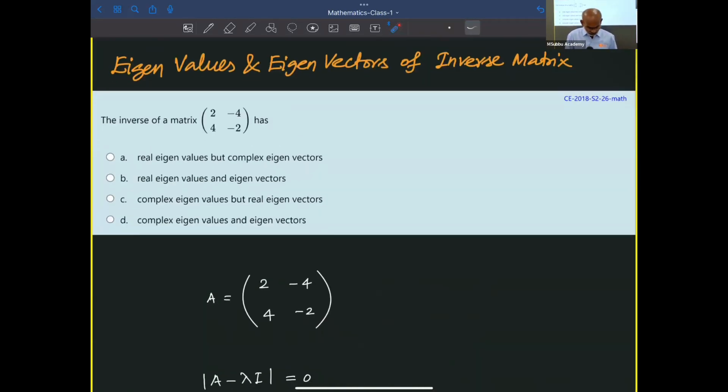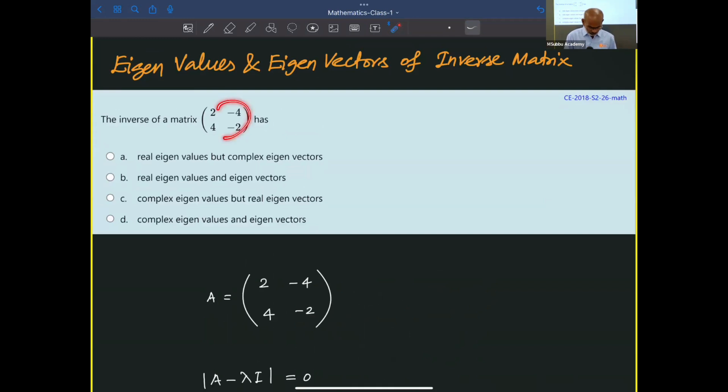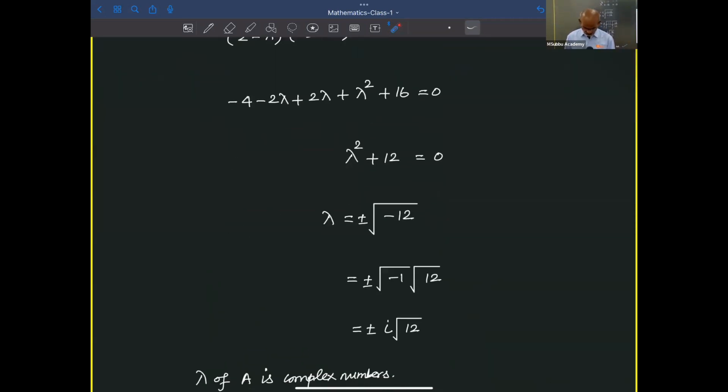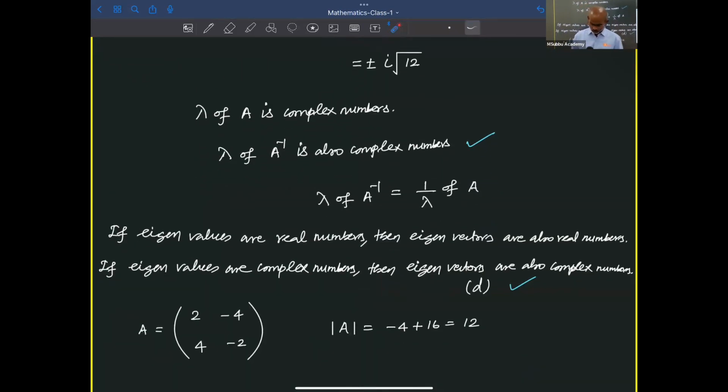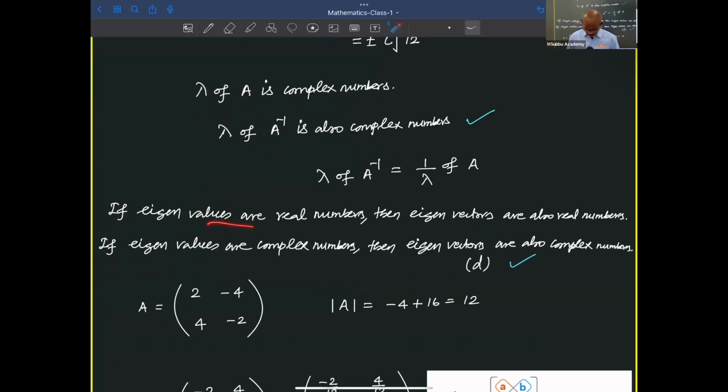What is asked is the eigenvalue of the inverse matrix. So for this matrix, you have to take the inverse, and for that inverse matrix you have to find the eigenvalue. Of course, the eigenvalue of the inverse matrix is simply 1 by this quantity. So lambda of A inverse is simply equal to 1 by lambda of A. And if the eigenvalues are real numbers, then the eigenvectors are also real. But here the eigenvalues are complex numbers, so the eigenvectors are also going to be complex numbers.